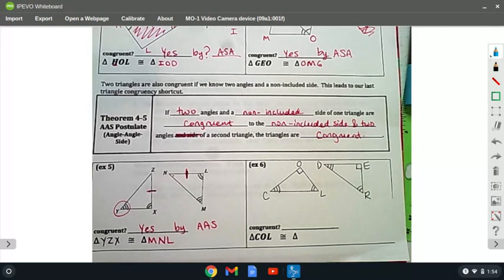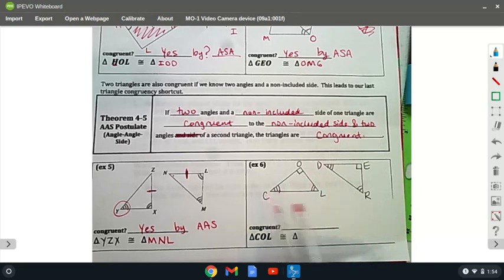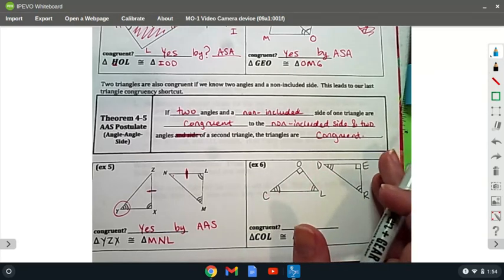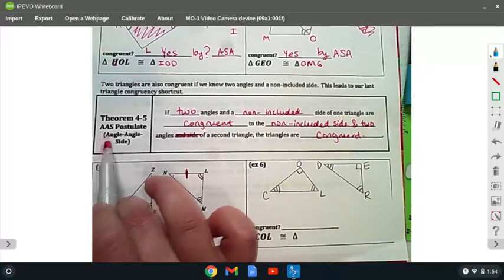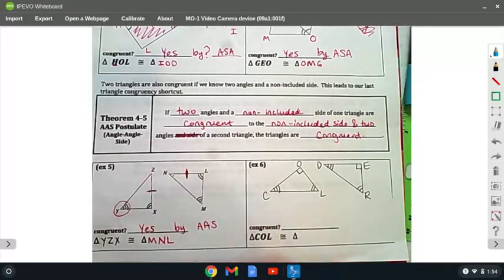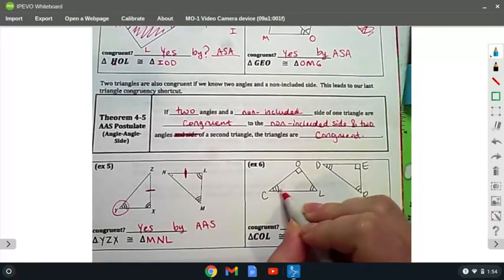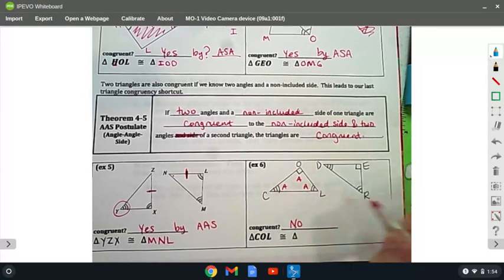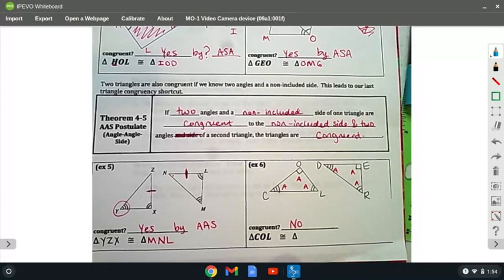In example 6 here, I can't mark any shared sides because they're not connected. I can't mark any vertical angles. They're not connected. So I'm just working with what I have. I don't have any sides marked here. So I can't possibly use the postulate angle, angle, side if I don't have anything marked. So these are not congruent actually because what they have is angle, angle, angle. All the angles are marked, which is great, but that's not a postulate.